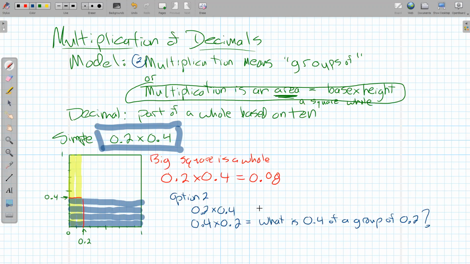Now we could certainly reverse that and use the top one. The top one says, what is 2/10 of a group of 4/10? Instead, I would start with these blue tenths here, and I would say, okay, I just want 2/10 of each of those, 2/10, 2/10, 2/10. So there's 2/10 of a group of 4/10 in that same space. And then once we identify that, we still have to put it all together and say, what part of a whole is this?